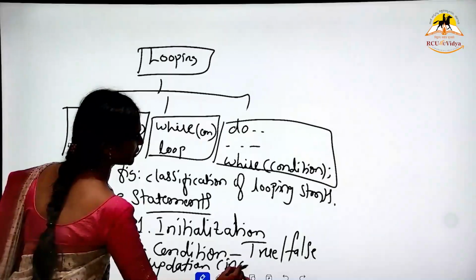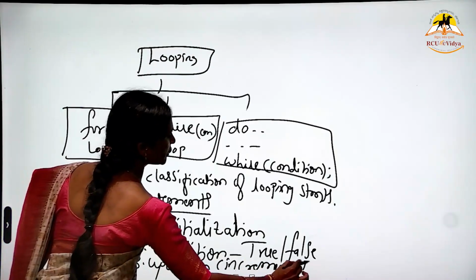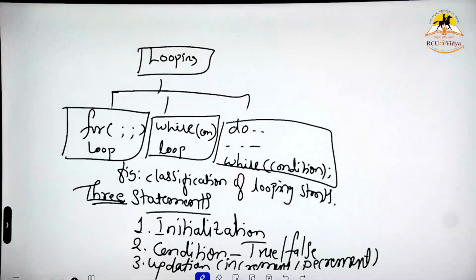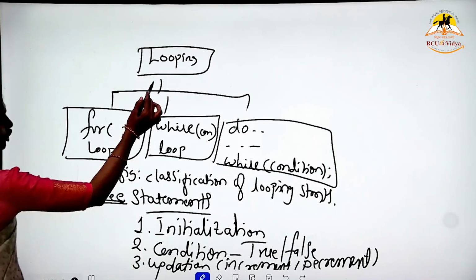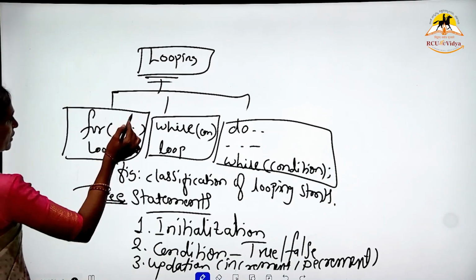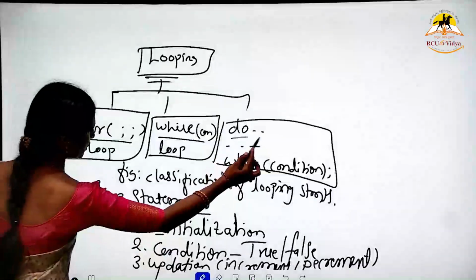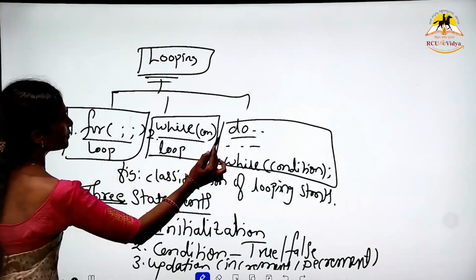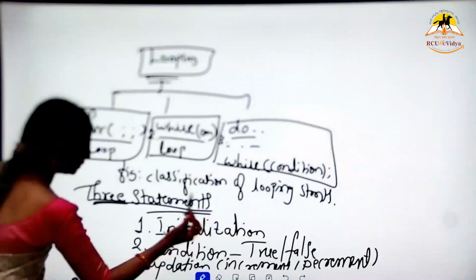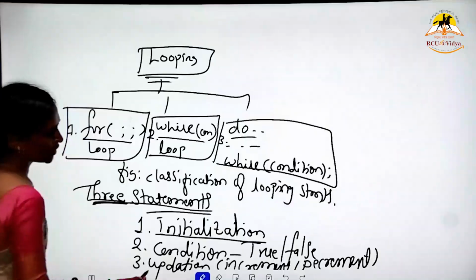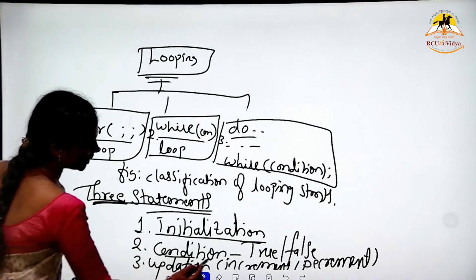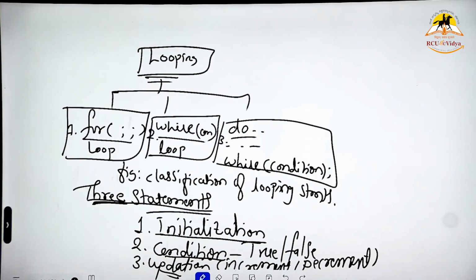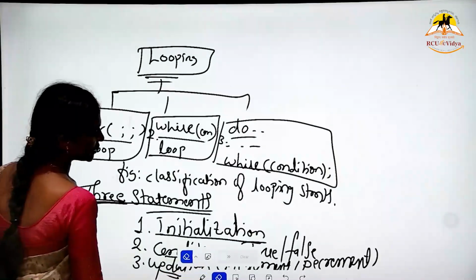Updation means it may be the increment or it may be the decrement. So we must have an increment statement or a decrement statement. Remember, looping is an iterative statement. There are three forms: the for loop, the while loop, and the do while. Any of them must have the three statements. One is initialization, where the execution starts for the repetition. Condition, on satisfaction or falsity, the set of blocks will execute. Third is the updation, which can be the decrement or the increment operator.